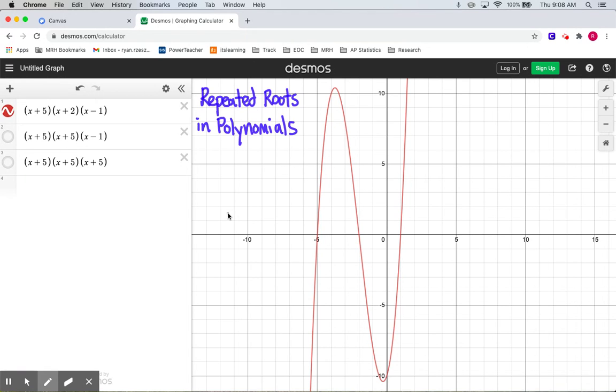All right, in this video we are going to learn a sort of sophisticated rule for how roots operate in polynomial equations. I have a few examples over here on the side to show you. My first graph, you can see the equation is written right here. I have x plus 5, x plus 2, x minus 1. And it's no surprise if you look at the picture, x plus 5, the graph hits at x equals negative 5. My x plus 2 makes x equals negative 2. And my x minus 1 makes x equals positive 1.